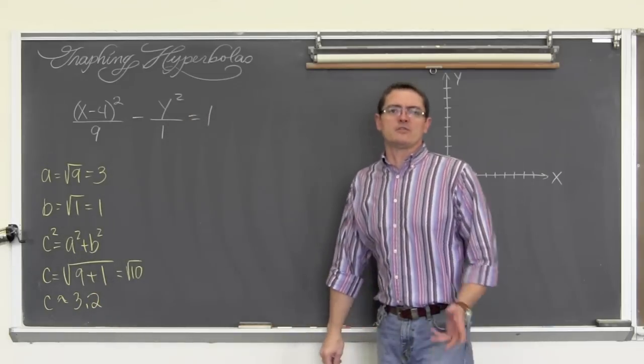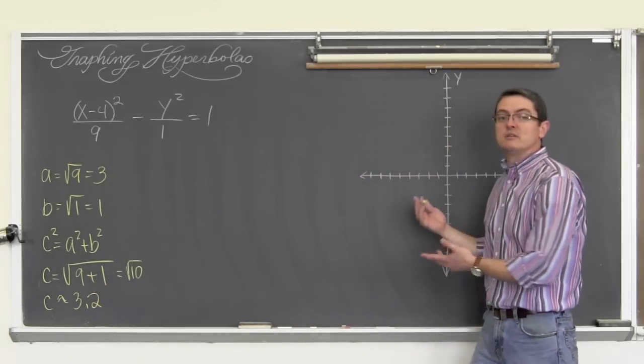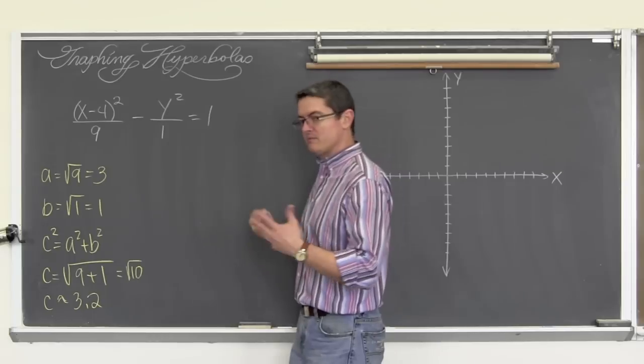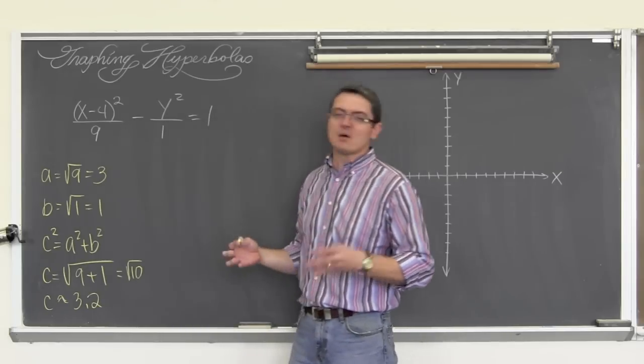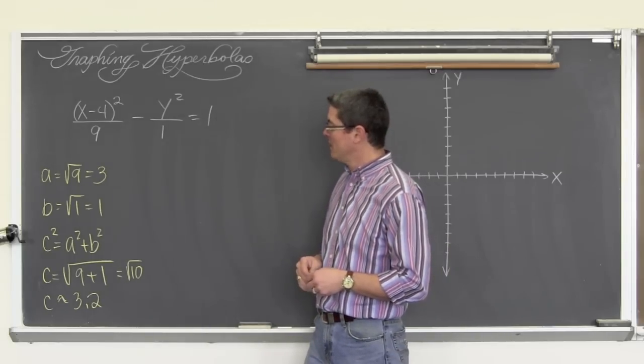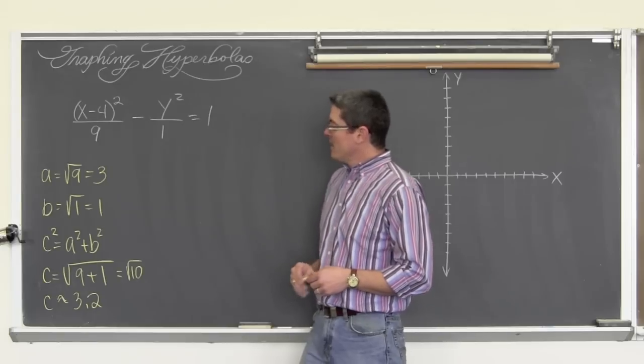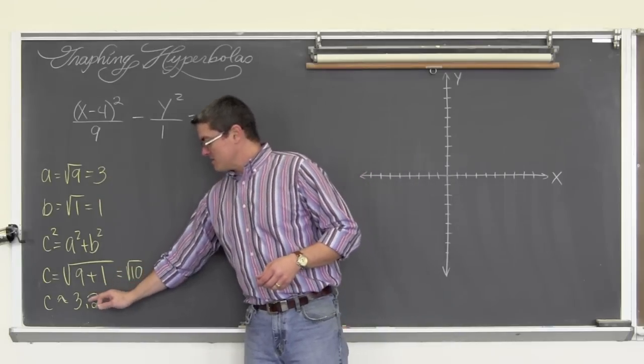Which I'm just going to round off to be 3.2 because we're just sketching a hyperbola. But it is 3.16, and then it keeps going anyway. So somewhere there's always going to be round-off error with square rooting non-perfect squares. So we have A, B, and C.